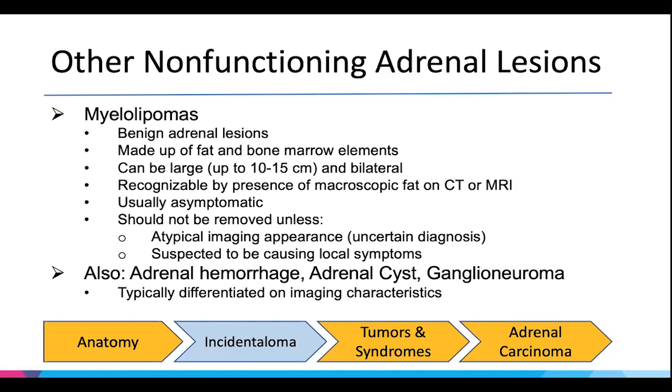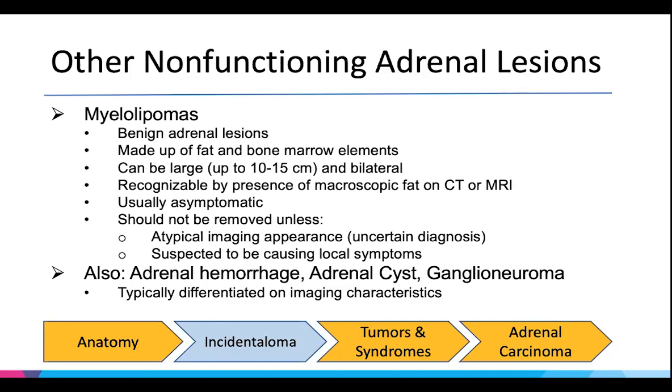Other non-functioning adrenal lesions include myelolipomas. These are also benign adrenal lesions made up of fat and bone marrow elements. They can get quite large, up to 10 to 15 centimeters, and can be bilateral. They're recognizable by the presence of macroscopic fat on CT or MRI. These are usually asymptomatic, but if they're very large, they could have mass effect, presenting with some symptoms. These should not be removed unless, again, there are atypical imaging appearances, or you suspect it may be causing local symptoms through mass effect.